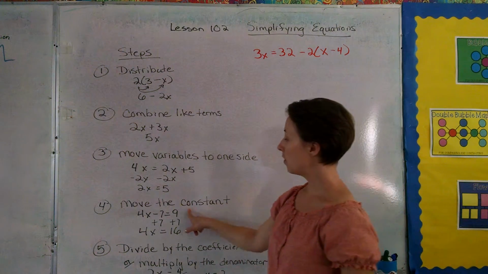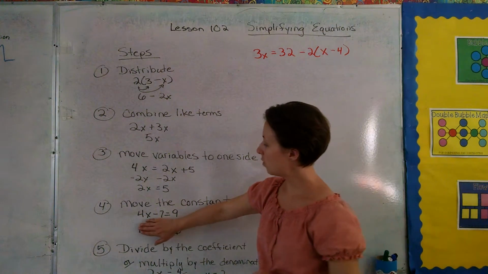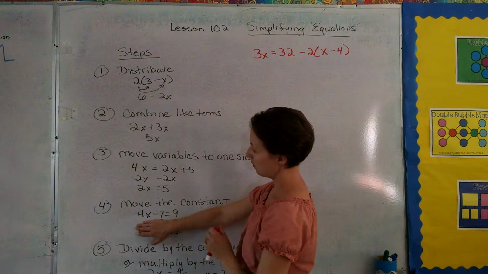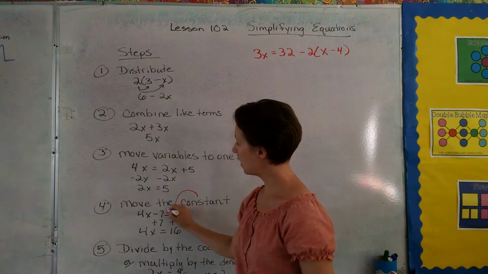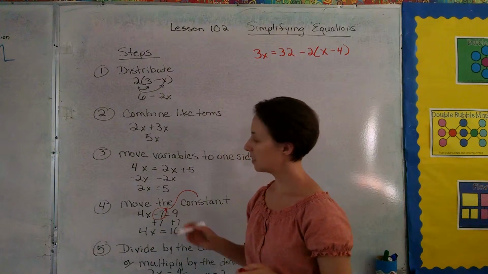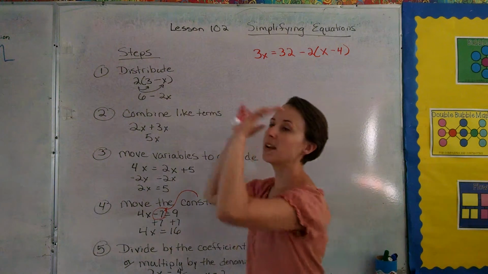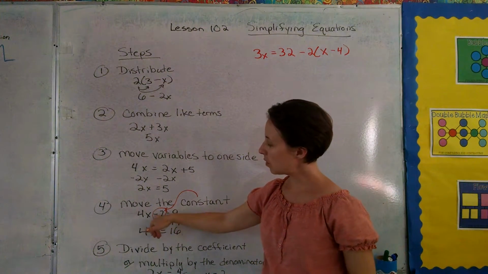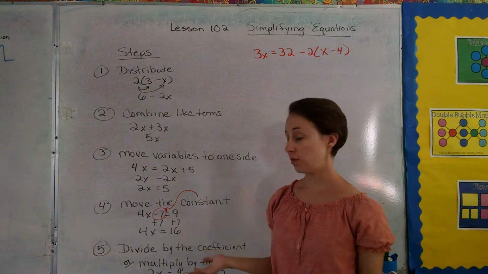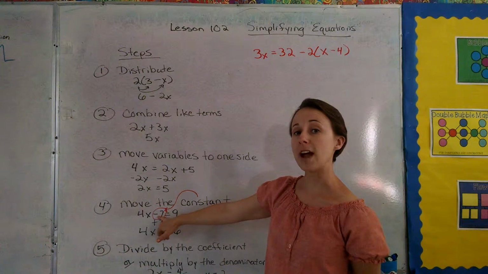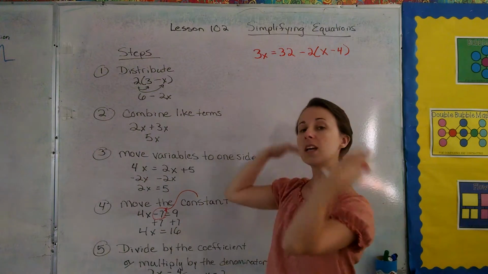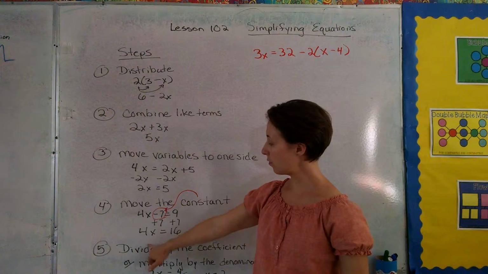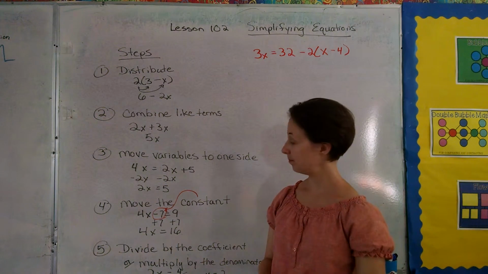Step 4, move the constant. Oftentimes, you'll be left with some number x, plus or minus a number, equals 9. The constant is this right here. It is the plus or minus a number. Because we want to end up with x on one side equals a number on the other side, you want to move this number to the other side. How do we do that? Well, in this problem, we're subtracting 7. So we move it to the other side by doing the opposite to both. Add 7 to both sides. You're left with 4x equals 16.